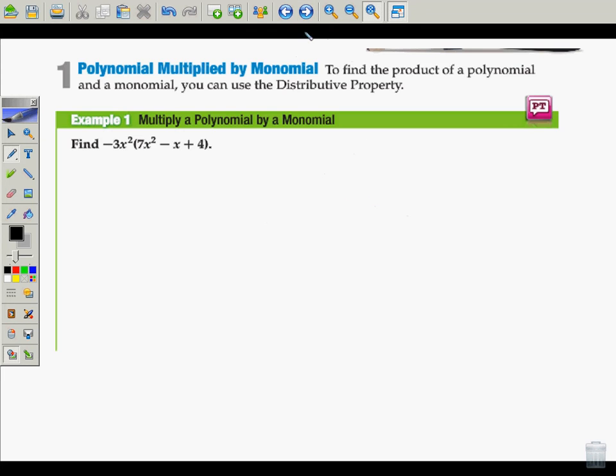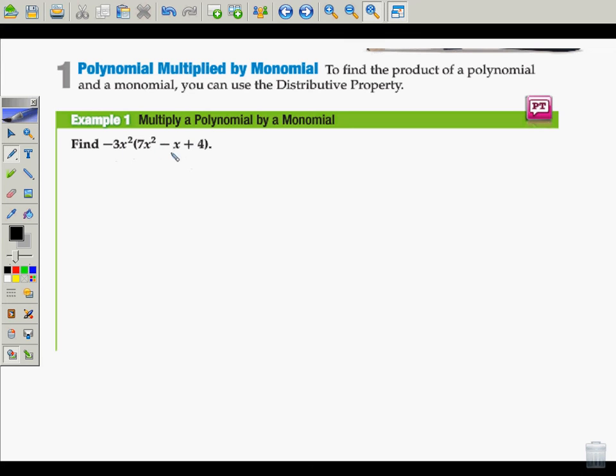So what we're talking about today is a polynomial multiplied by a monomial to start. Okay, to do this, you just use the distributive property. So if we look, I have negative 3x squared times, in parentheses, 7x squared minus x plus 4. Here's my polynomial inside the parentheses multiplied by my monomial outside. Remember, it's just a single term times terms added or subtracted together.